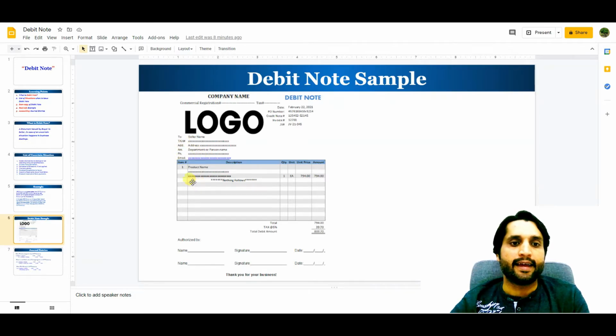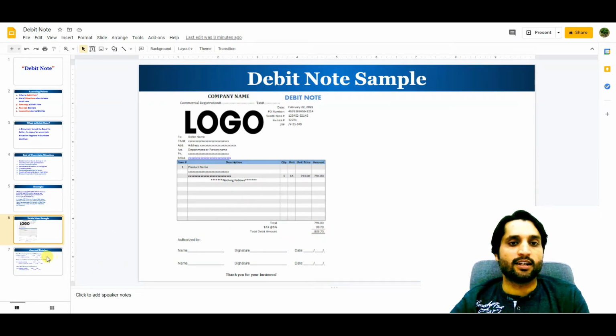Then the detail of the product: the item number which is mentioned in the seller's invoice or in our purchase order, so the item number should be according to that. The description of the product, quantity of the product, unit price, and the total amount which is going to be debited to the seller. So here will be the net total, and this amount will be debited to the seller in his ledger account. So the ledger account will decrease by this amount.